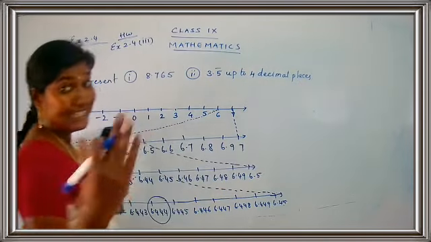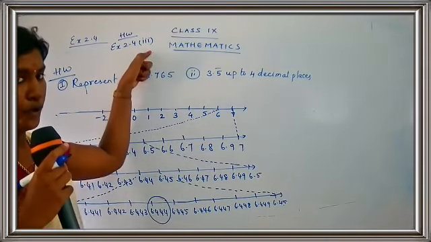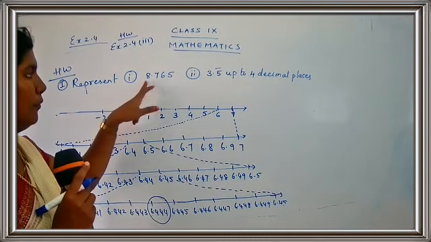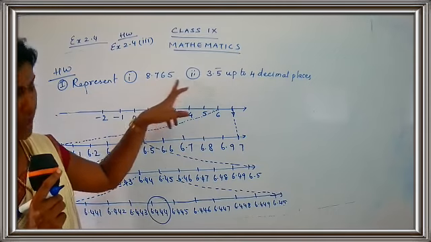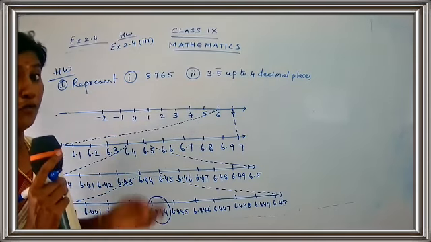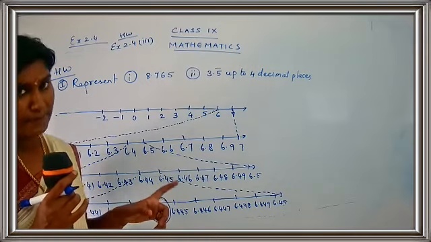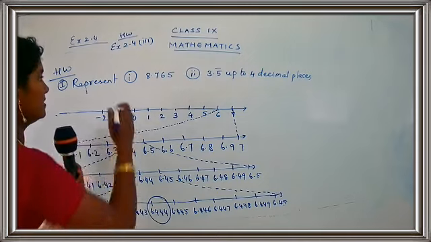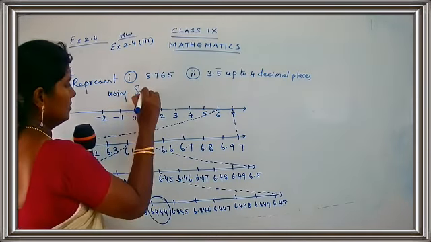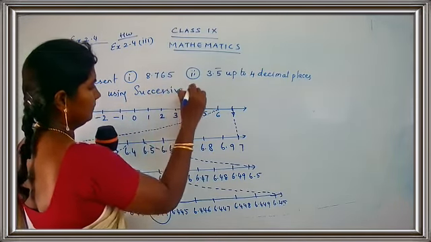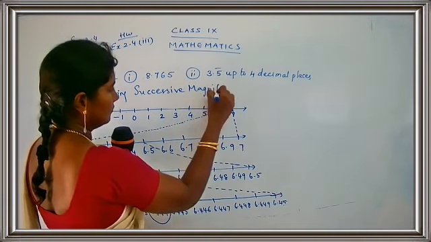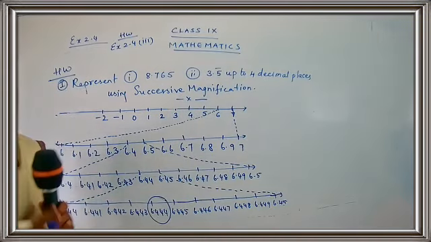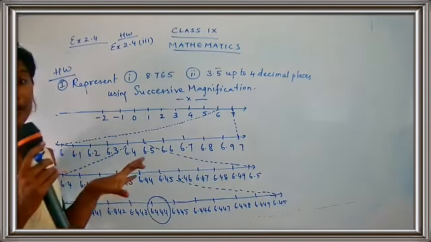So you have a total of 3 questions. One is your homework question, the third sum of exercise 2.4. The next one is 8.765, which is like your first sum. And this is 3.5 bar up to 4 places. In the book you have up to 3 decimal places; I have given you 1 place extra. So 3.5 bar up to 4 decimal places using the successive magnification method. What is the meaning of successive magnification? You have to go on magnifying and get the answer.